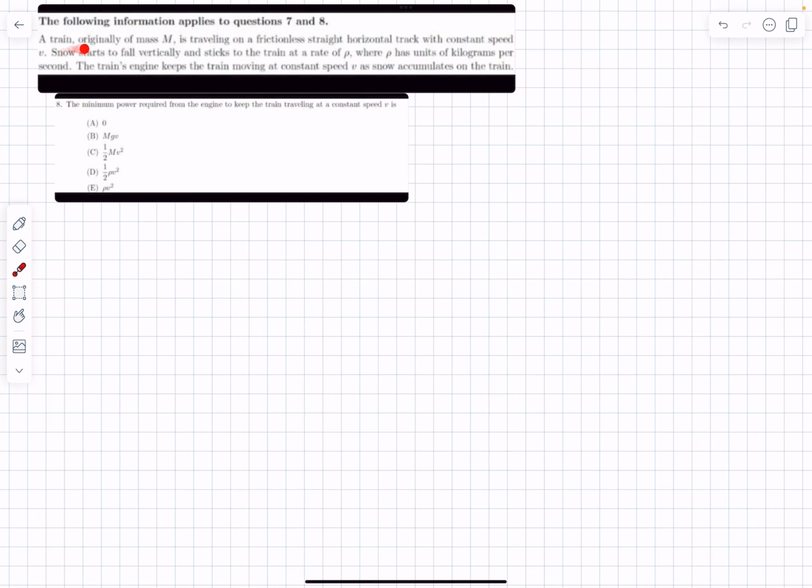So the question might not be visible to you guys, I'll just read it out. In this question, we have a train which has a mass of capital M, and it is traveling on a frictionless straight horizontal track with a constant speed of v. Snow starts to fall vertically and sticks to the train at a rate of rho, where rho has units of kilograms per second. The train's engine keeps the train moving at a constant speed v as snow accumulates on the train. Okay, so now the question that we have to solve is we have to find the minimum power required from the engine to keep the train traveling at a constant speed of v.